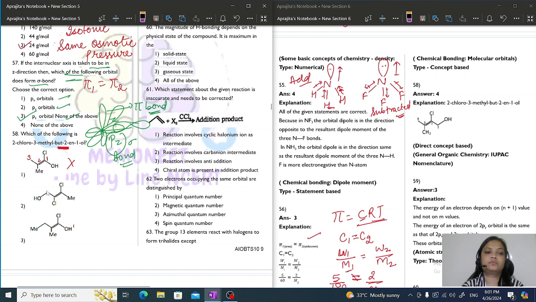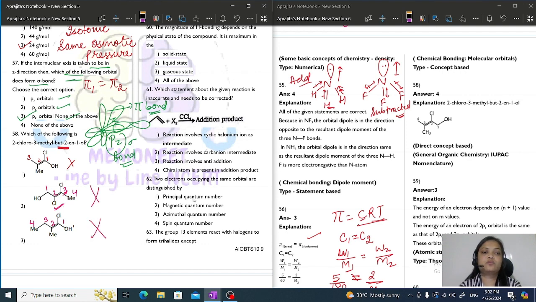So 1, 2, 3, 4, but it's 2, 3 dichloro. There are 2 chloro groups, so this is also not correct. Next up is the third one. So let's start from here. 1, 2, 3 and 4. So again there is 2 methyl, 1 chloro, 2 methyl. So yes, chloro is at the first position. This is also not correct.